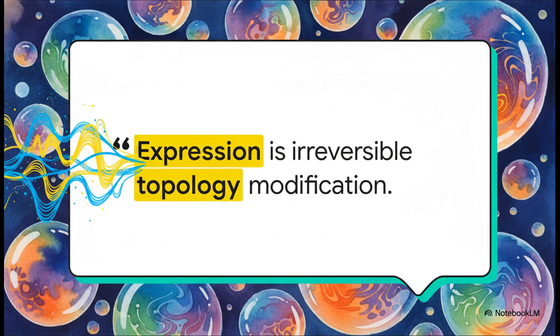So the big takeaway here is this. Expression is irreversible topological modification. Every meaningful encounter you have, every single word you express, permanently alters the structural topology of another person's bubble. You aren't just casually exchanging information. When you express something, you are reaching out and topologically writing directly into another person's system. It is a permanent structural change.